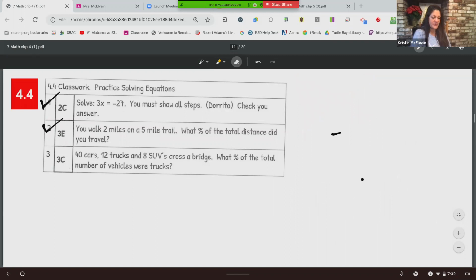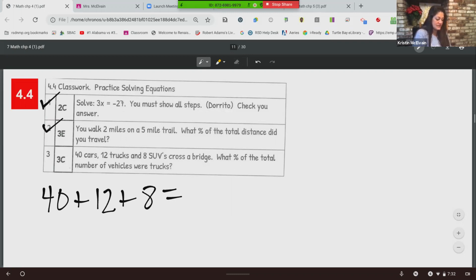All right, number 3 says there are 40 cars, 12 trucks, and 8 SUVs crossing a bridge. What percent of the total number of vehicles are trucks? Okay, so first thing we need to do is add them together. 40 cars plus 12 trucks plus 8 SUVs. So 12 plus 8 is 20. 40 plus 20 is 60 total vehicles.